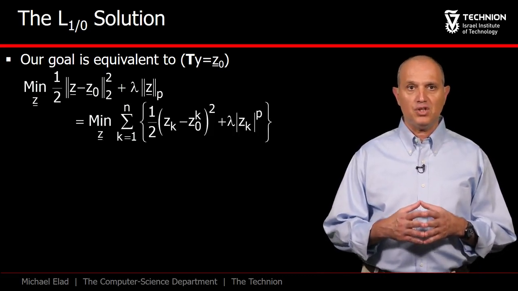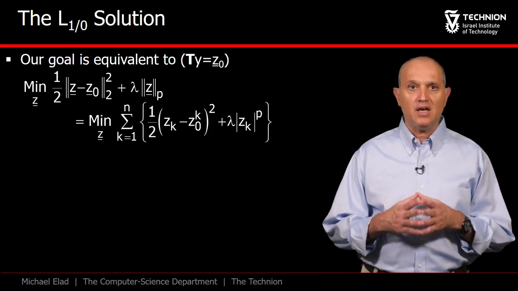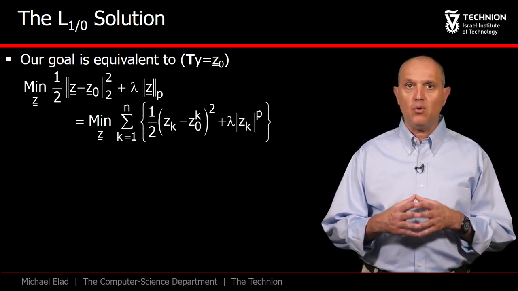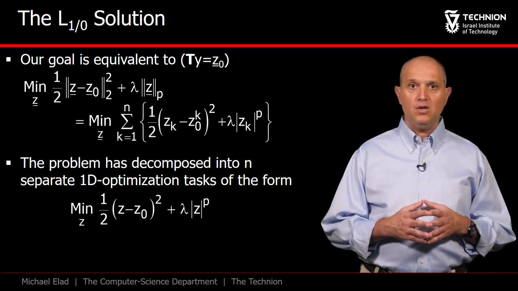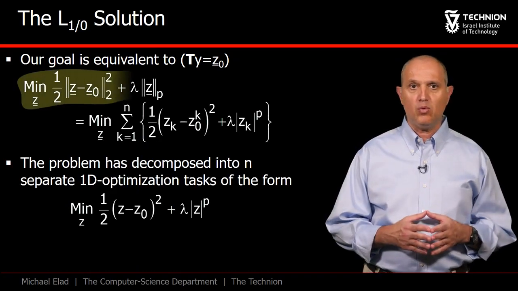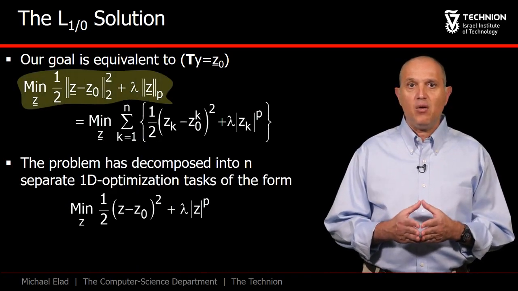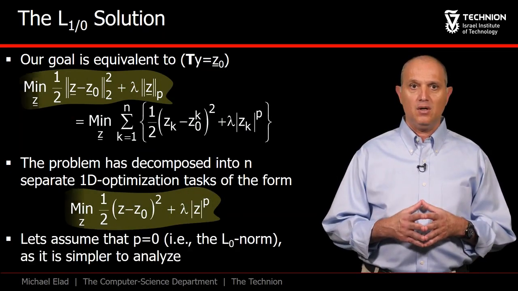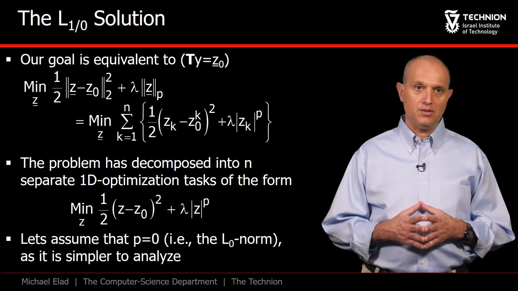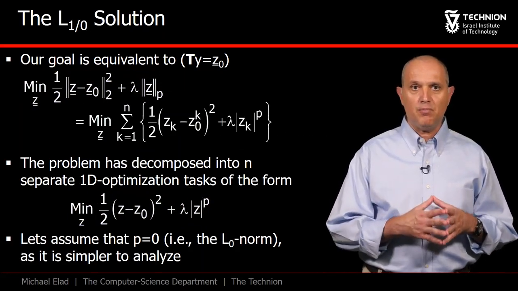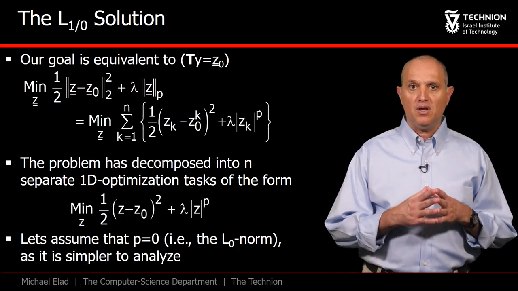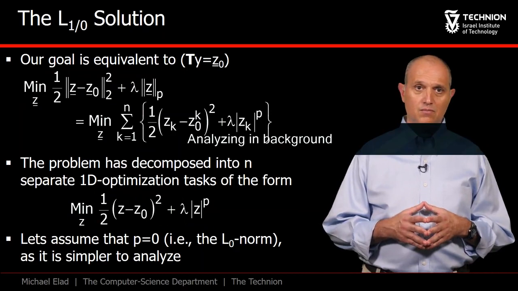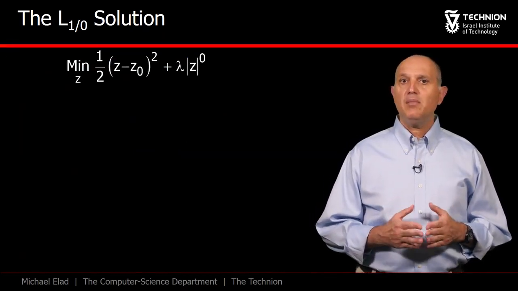Observe that the penalty function can be written as the sum of n scalar and independent penalties, all sharing the same form, and each governed by one of the unknowns, zk. So we started with one optimization problem where the unknown is n-dimensional, and now we see that it is equivalent to n scalar optimization tasks of this form. How do we minimize these 1D problems? Let's assume that p is 0, implying that we use the L0 norm in the prior. We make this choice only because it is easier to analyze. This is the 1D function to be minimized with respect to z.